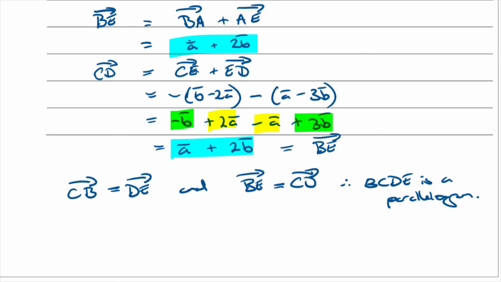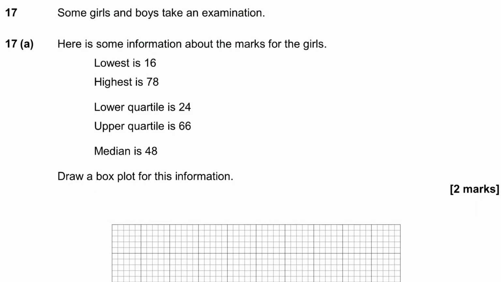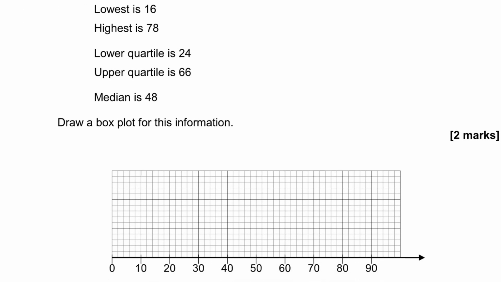Okay, cool. Some girls and boys take an exam. Here is some information about the marks for the girls. So we know the lowest is 16, the highest is 78, the lower quartile is 24, the upper quartile is 66, and the median is 48. We need to draw a box plot for that information.